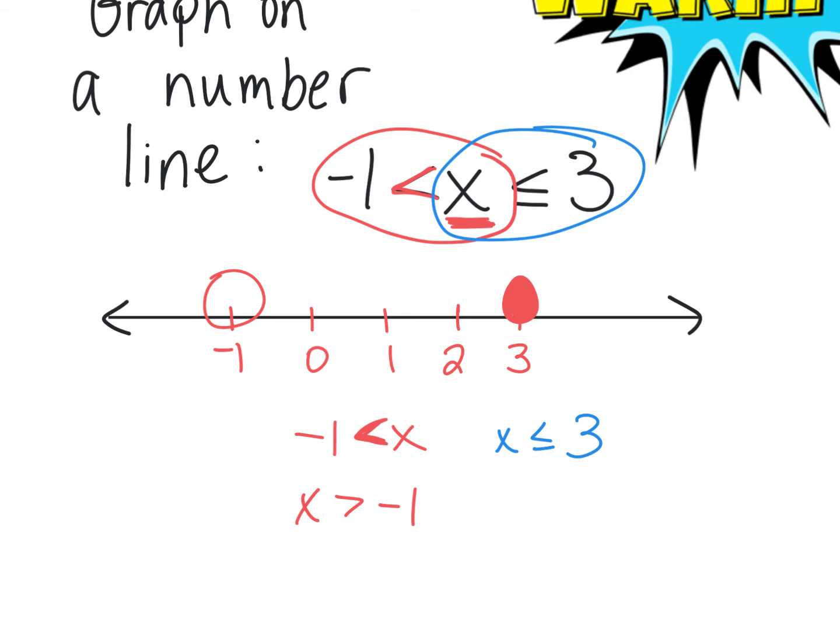So the x is greater than -1, which means to shade left or right of -1. Right, okay, so we'd be going this way. X is less than or equal to the 3, so that's going to be shading left or right of the 3. Left, so this is actually going to be just all of the shading in the middle of this. Does that make sense? Okay. Any questions on that?